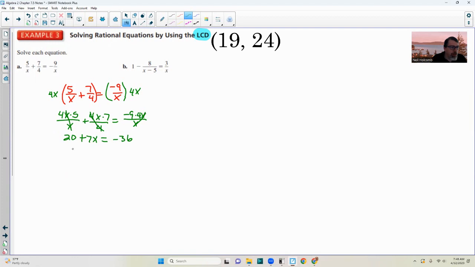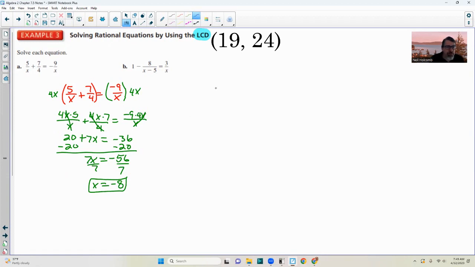Now it's just a linear equation, and I'm going to subtract 20 from both sides to solve for my unknown variable x. So I get 7x equals negative 56. Divide by 7, and x equals negative 8. Okay, so negative 8 is my x.